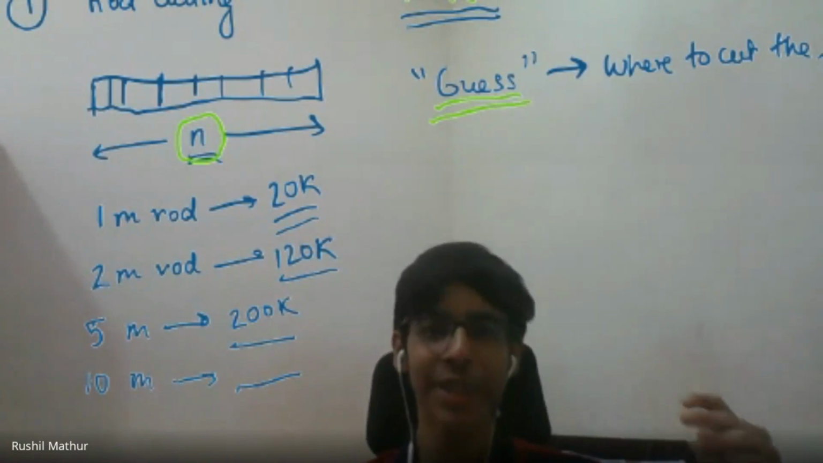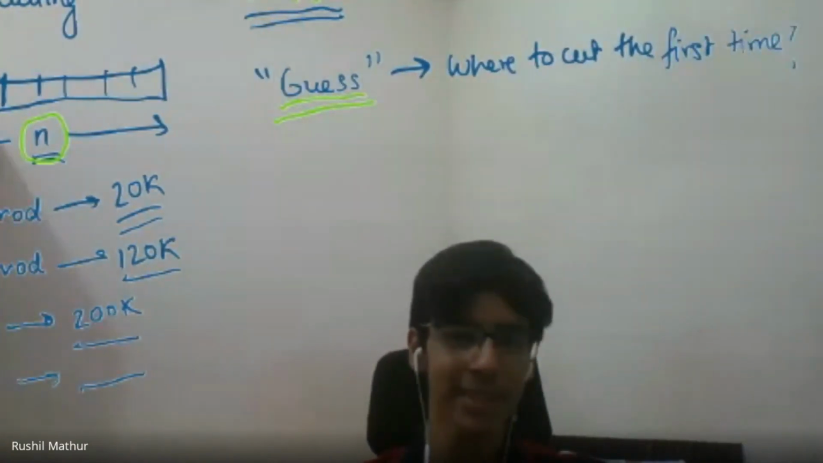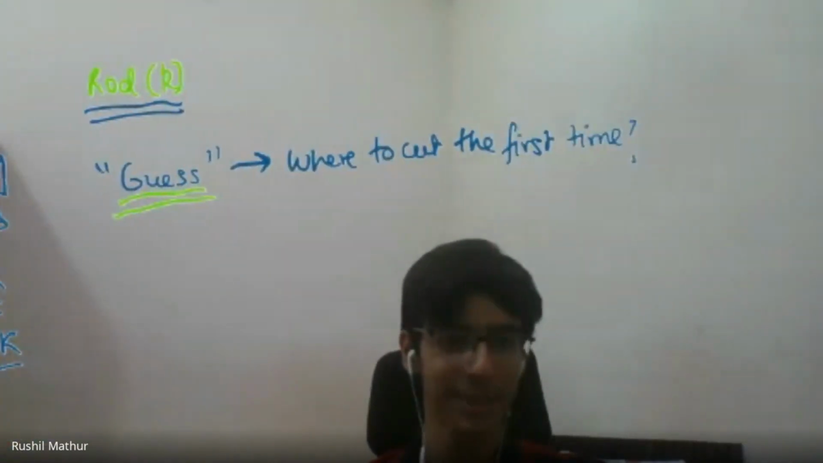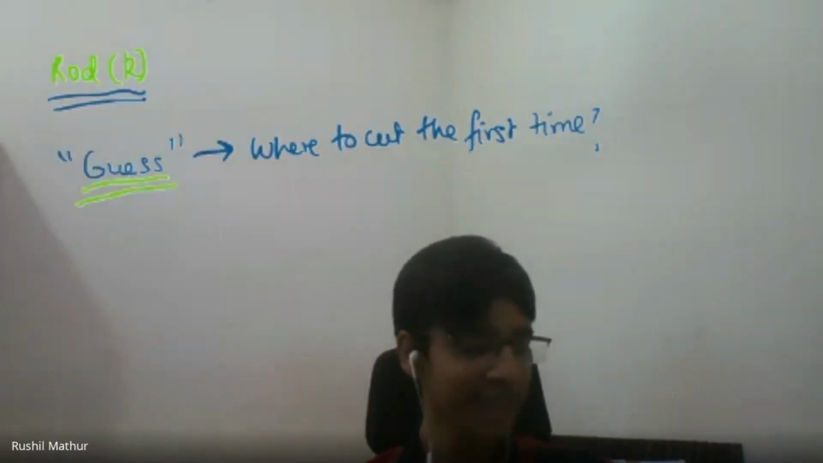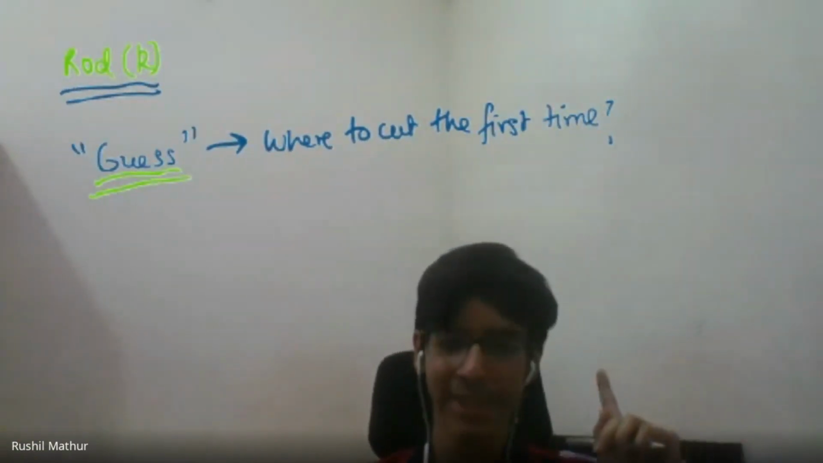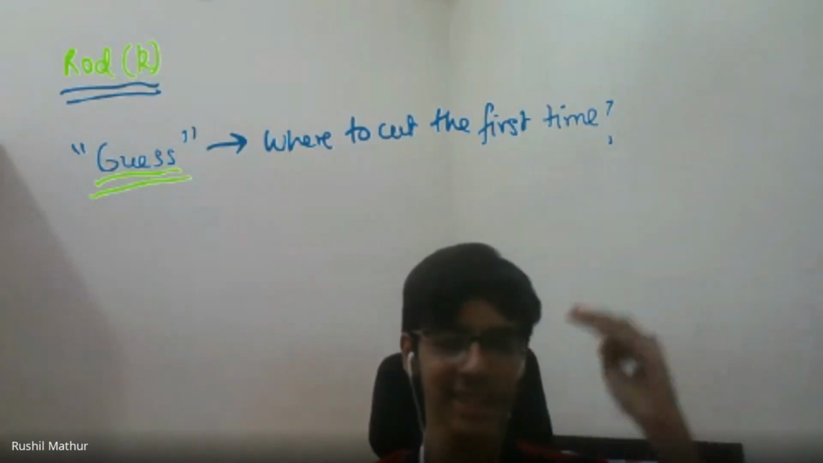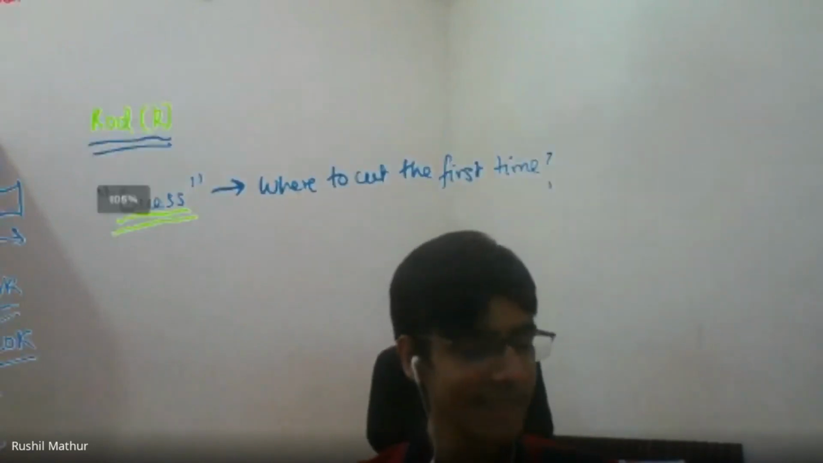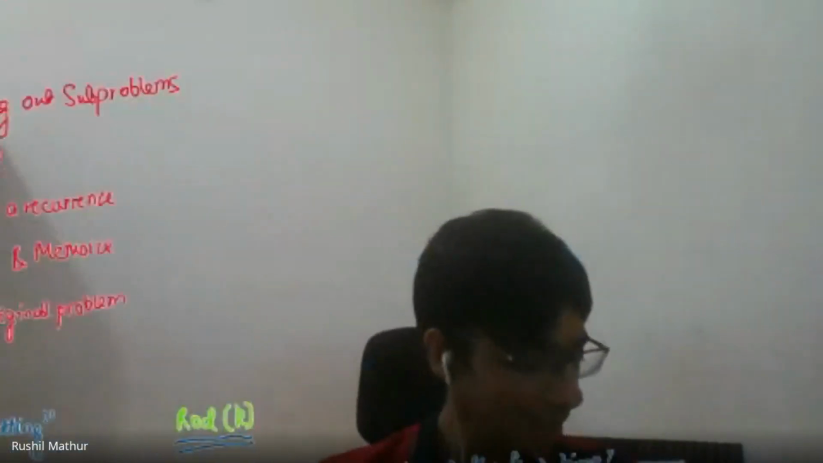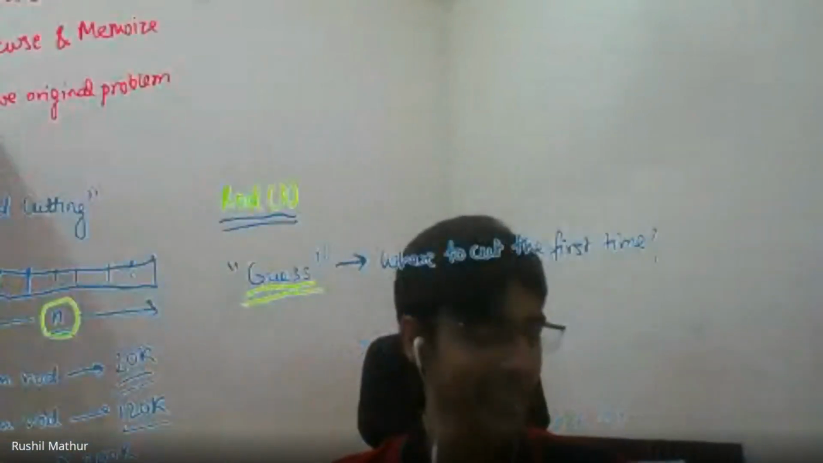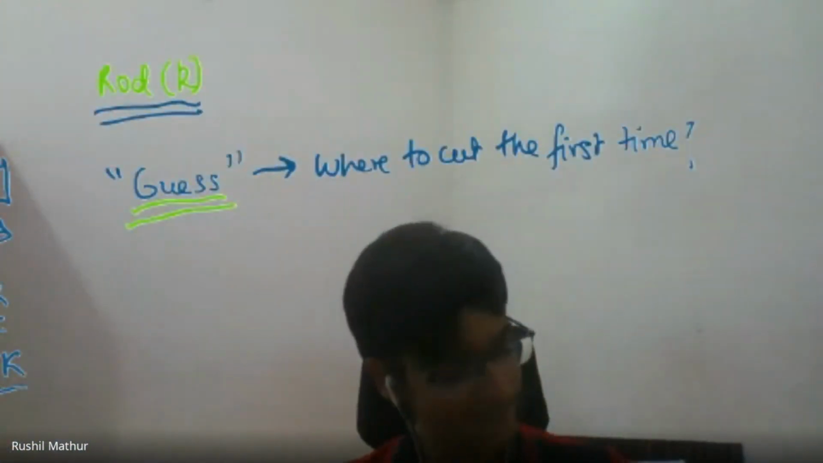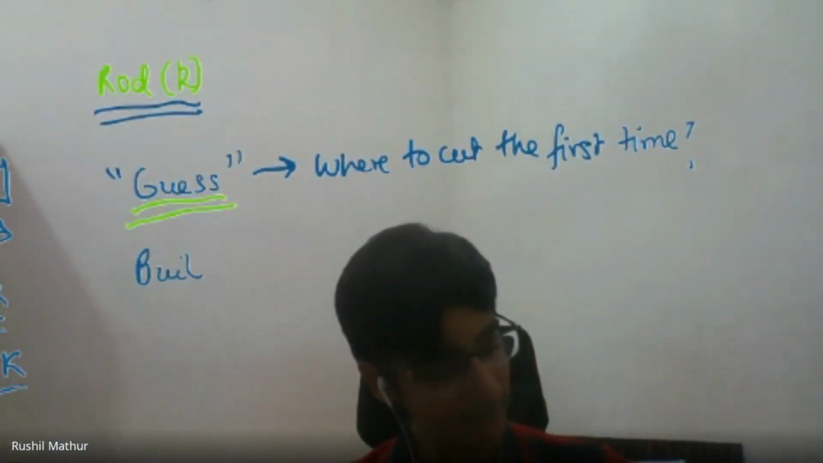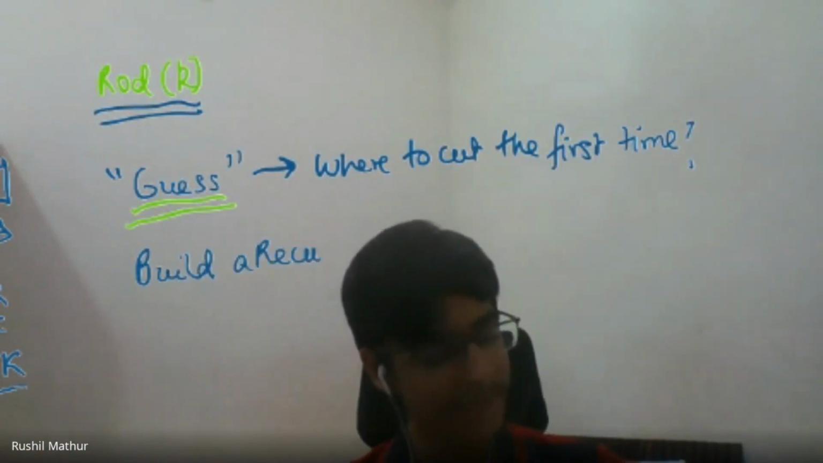I'm sorry, it's not coming through fully. But okay. So the first answer was that we have subproblems defined as different lengths of rods, and we guess where to cut the rod for the first time. The next step in our process was to build a recurrence. Can anyone tell me what a recurrence would be here, like a recurrence relation?